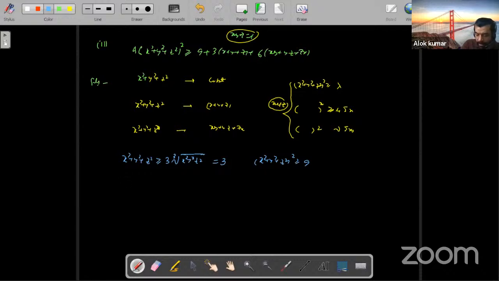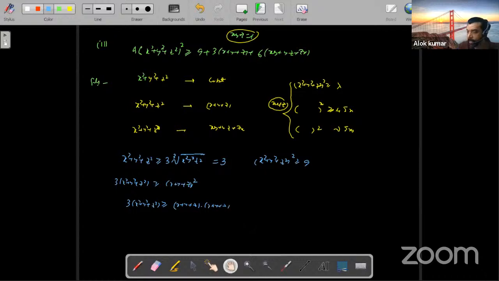Here I know this thing, 3 times (x² + y² + z²) is greater than or equal to (x + y + z) whole square. This is by Cauchy-Schwarz. But if I square it, the 4th power will come and something else will come. I want only x + y + z. So because I know that x + y + z is greater than or equal to 3, I will write 3(x² + y² + z²) greater than or equal to (x + y + z) times (x + y + z). I will split it up.